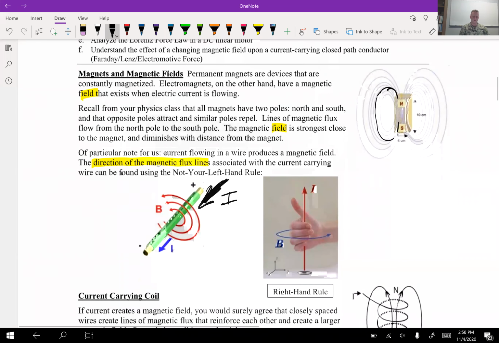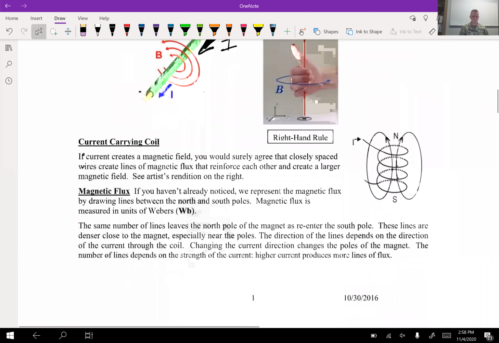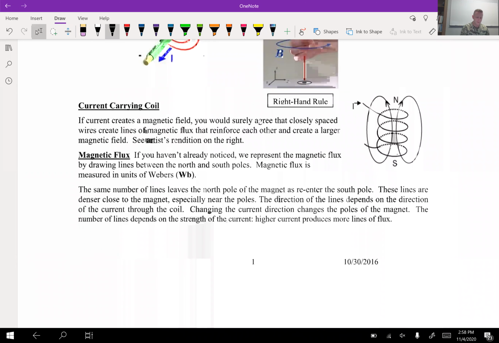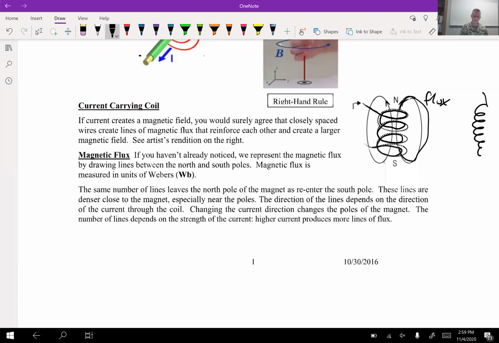So there's a current carrying coil. Now, if I want to make this even stronger, instead of just sending the wire straight through, I send it in a loop. When I send it in a loop, all of these lines of flux around each individual part of the wire combine and create even stronger lines of flux. The magnetic flux goes around like this. And if I had a coil on this other side, we saw that we could induce a current on it.